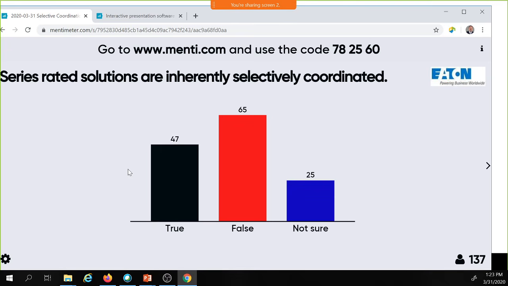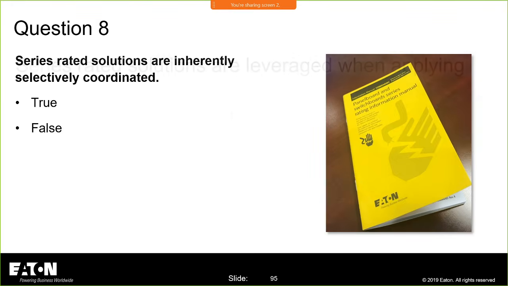Remember what series rated solutions are. It's an upstream device protecting a downstream device. To do that, they both open. So the answer to this is false. Series rated solutions are not inherently selectively coordinated. In fact, they are the polar opposites of each other.